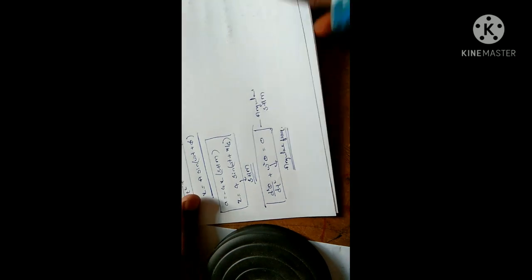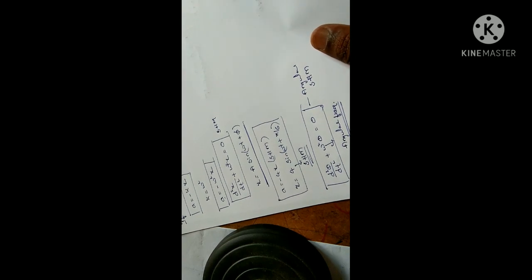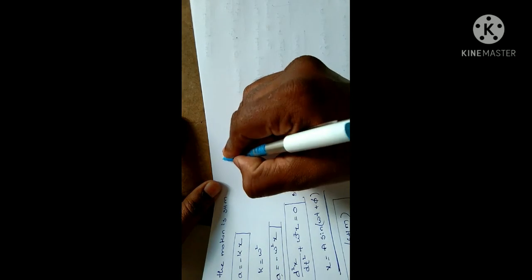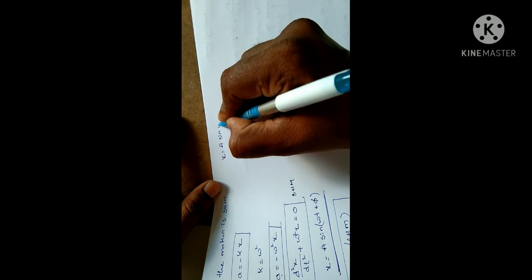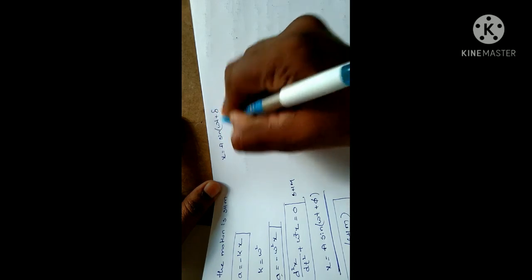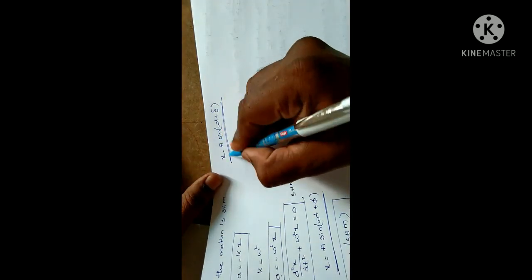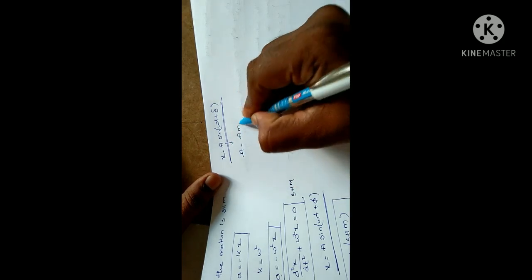Now let me explain the terms very clearly. What are the significant characteristics of this particular equation? I have the equation x is equal to a sine (omega t plus delta) or plus phi. Do not get confused here, you can consider either delta or phi. Here A represents the amplitude of oscillation.